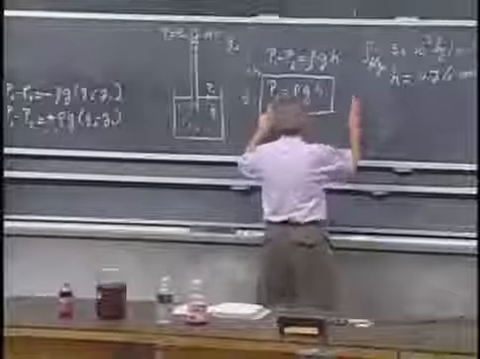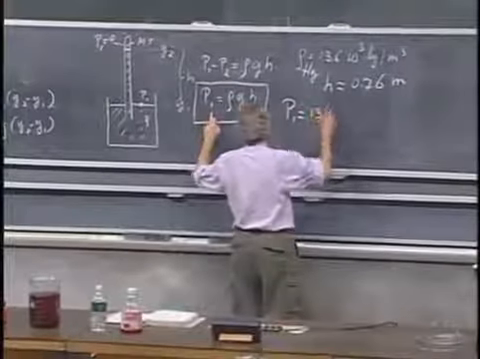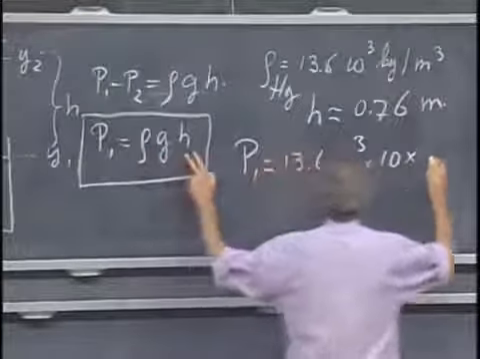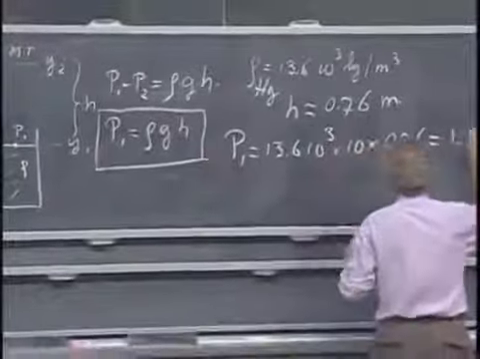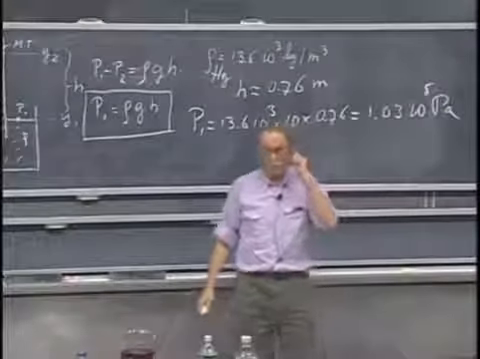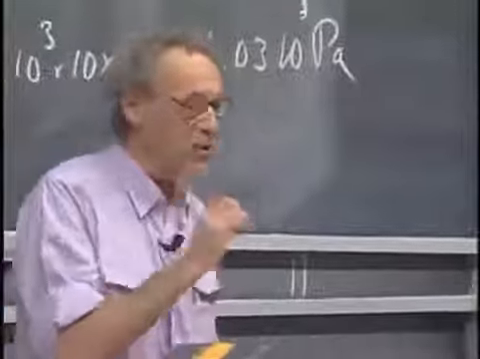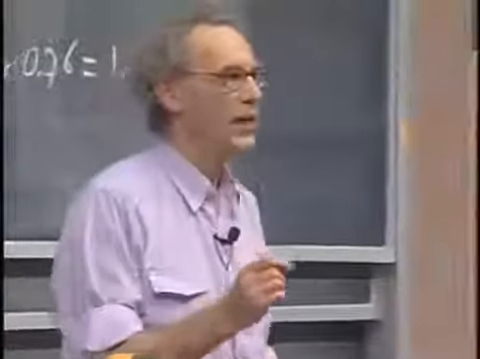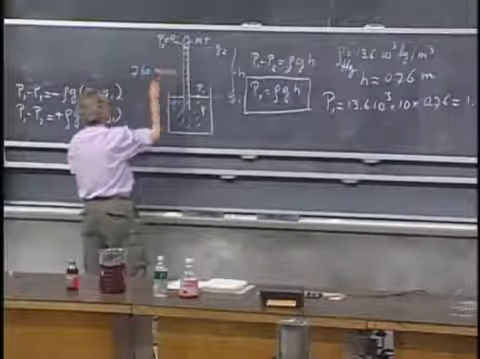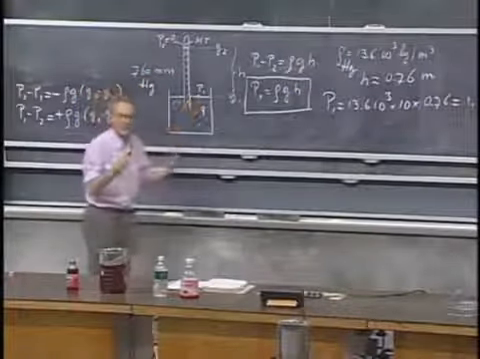And so the barometric pressure, P1, is then 13.6 times 10 to the third times G, for which I will take 10, times the height, 0.76. And that is 1.03 times 10 to the fifth Pascal, which comes very close to the 1 kilogram force per square centimeter that I mentioned to you earlier. One atmosphere's pressure is defined in a very precise way, namely that it is exactly the pressure when the column here is 760 millimeters of mercury. Then we call the pressure here, that's the definition, one atmosphere.